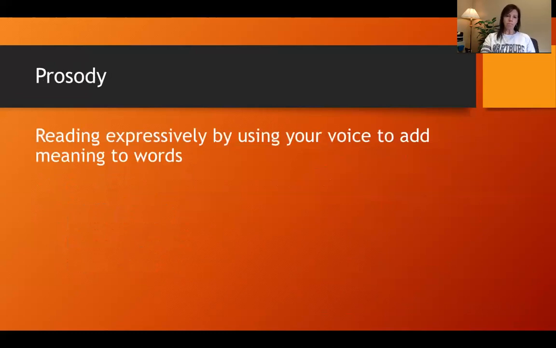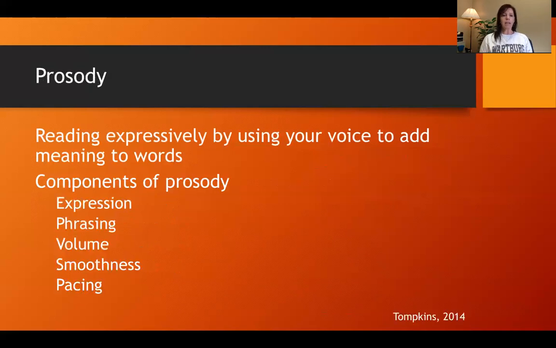Prosody is reading expressively by using your voice to add meaning to words. The different components of prosody include expression, phrasing, volume, smoothness, and pacing. Each of these elements need to be worked on with students to be able to read expressively using the voice to add meaning.